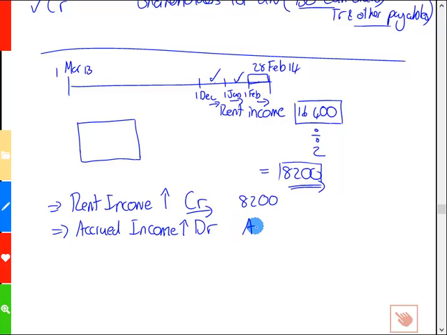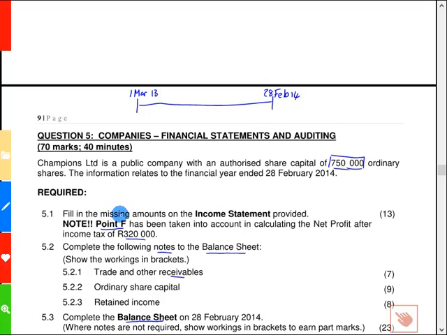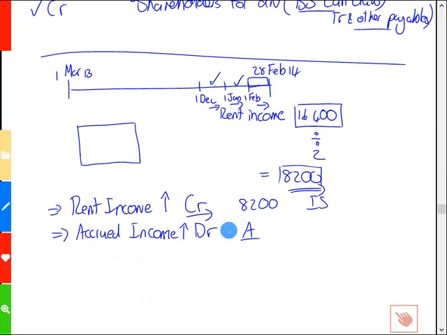Right, so where are we going to disclose this information? The rent income goes to the income statement, right? But we've already done the income statement and they gave us all the figures there and they said these adjustments have been taken into account already. Point F has been taken into account in calculating the net profit. Okay? Other receivables. Exactly. Now it's going to be the accrued income, 8,200.